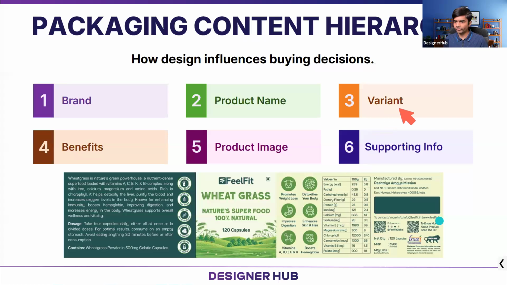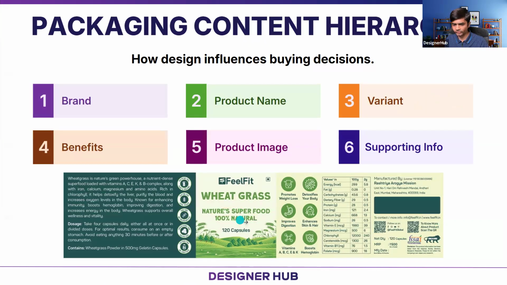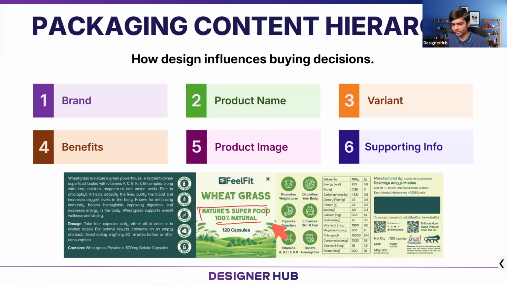So variant is nothing but it could be variant or the flavor. Like wheatgrass, let's say lemon flavor. That could be the variant. Over here, I don't have any variants. I have rather highlighted the product only with a natural superfood, 100% natural. That could be my variant or flavor or whatever I'm talking about. Over here, I'm just talking about the hierarchy.